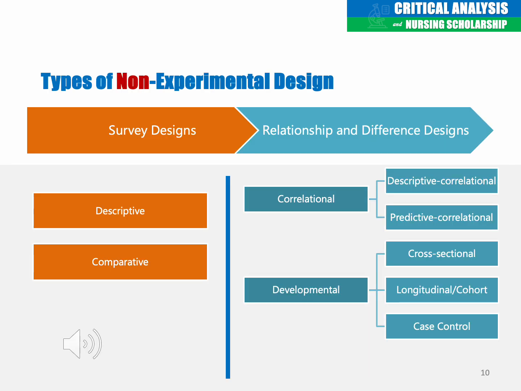Now let's talk about the types of non-experimental design. Non-experimental design is broadly classified into survey designs and relationship and difference designs. Under survey design, it could be a descriptive research design or it could be comparative research design. Under relationship and difference design, it could be correlational or developmental. In the next few slides, we're going to discuss how these types of non-experimental designs are different from each other, and we're going to present actual examples of research utilizing these designs.